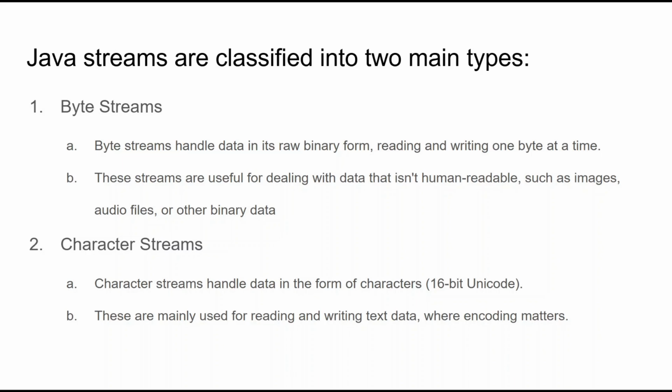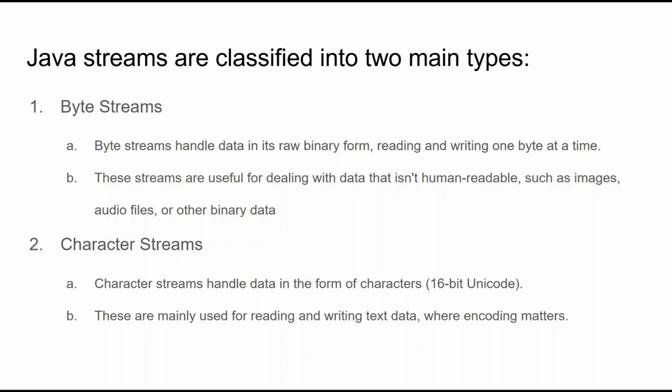Character streams handle data in the form of characters. In Java, that is 16-bit Unicode, which is 2 bytes. It supports around 65,000 characters. All characters and symbols in the world, and all languages of all nations, are available in Java. These character streams are mainly used for reading and writing text data, where encoding matters. What all this means, we'll see once we dive deep into this topic.